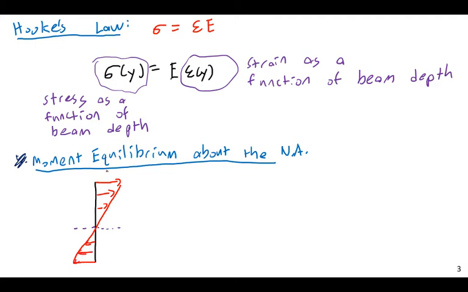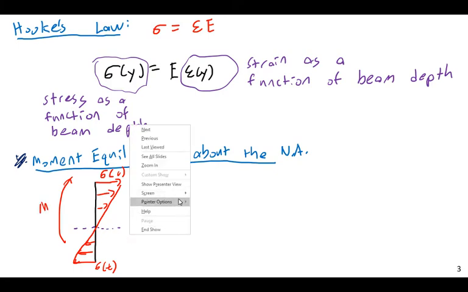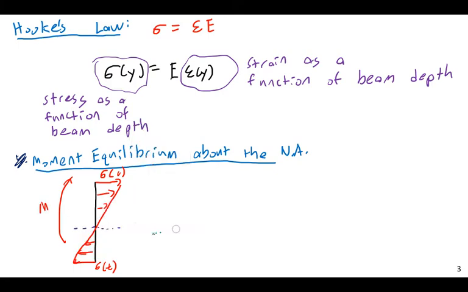So this is our maximum sigma in compression, and this down here is our maximum sigma in tension. And then, all of this will come together to form a certain bending moment, and we measure y, again, from the neutral axis. At any given point, our stress is applied to a dA.